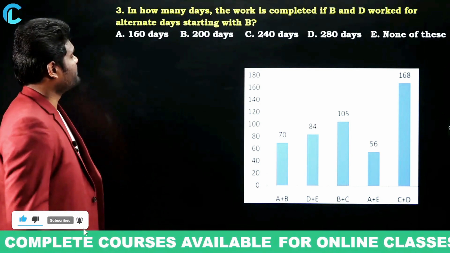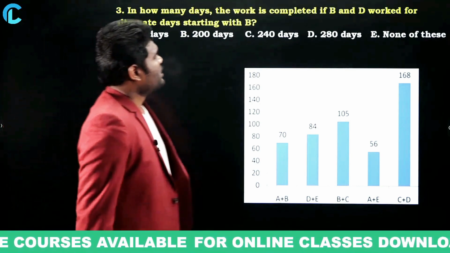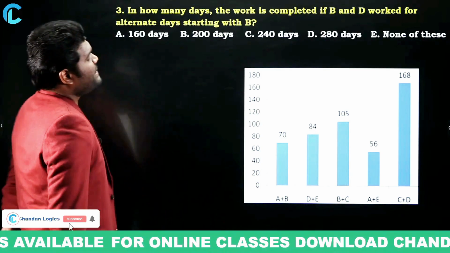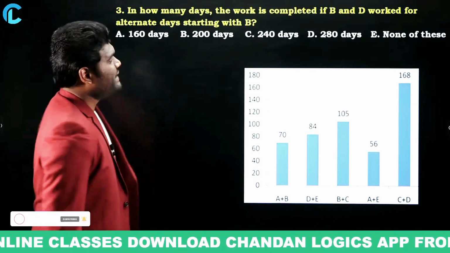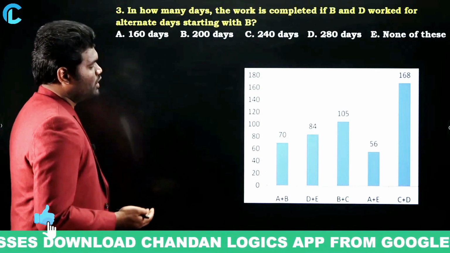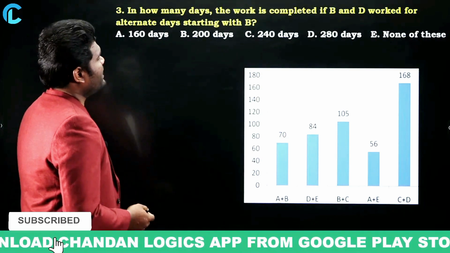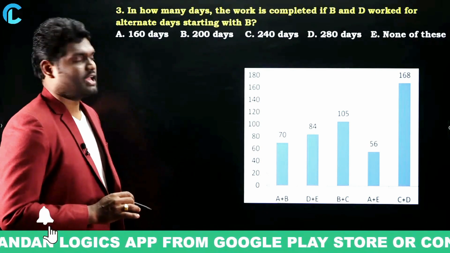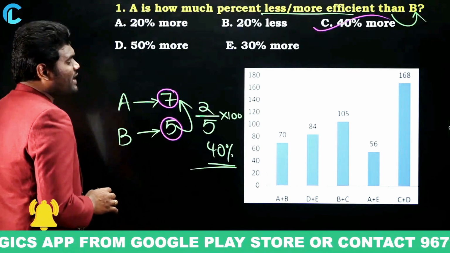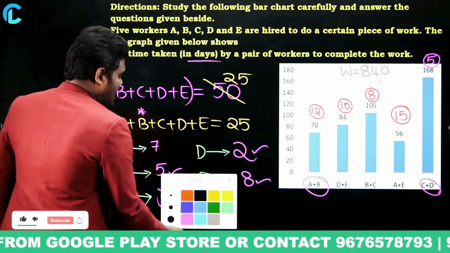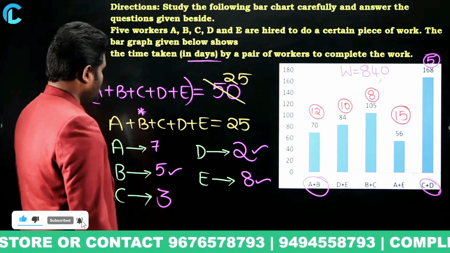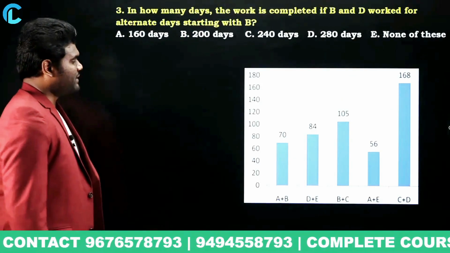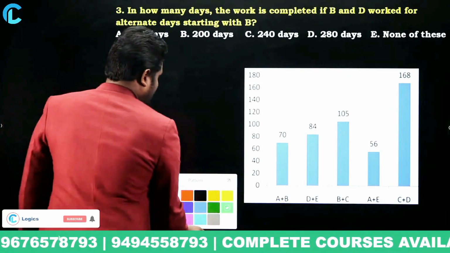Is that clear? Next. In how many days is the work completed if B and D work alternately, starting with B? So B and D are going to work alternately. Then the work is going to be completed in how many days? If you observe here, B and D working alternately, B's efficiency is how much? 5. D's efficiency is how much? 2. Yes or no? So 5 plus 2 means 7.